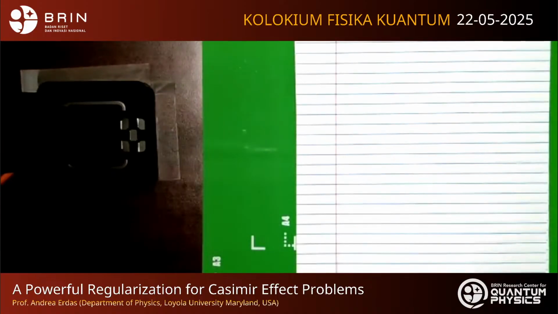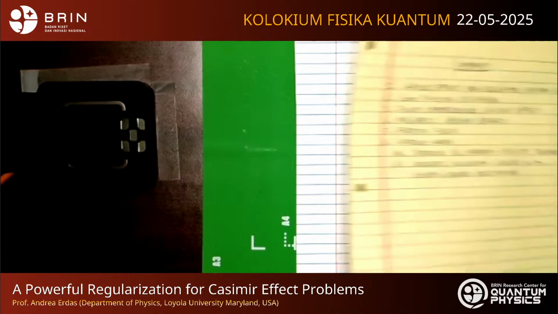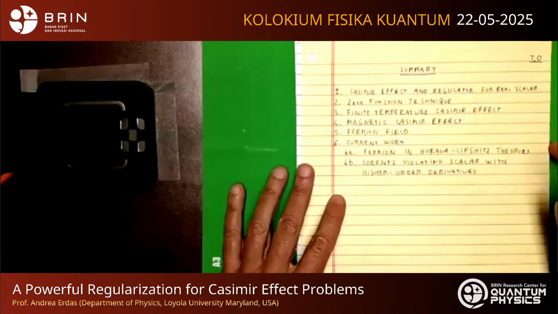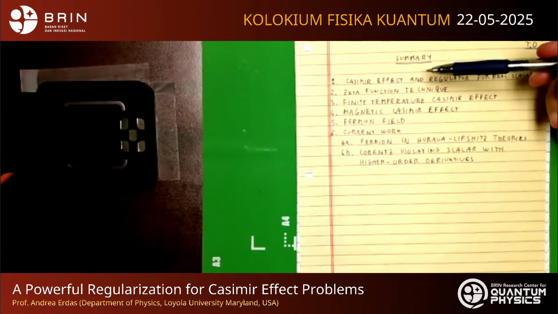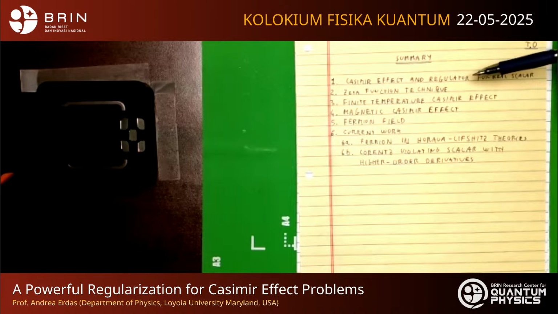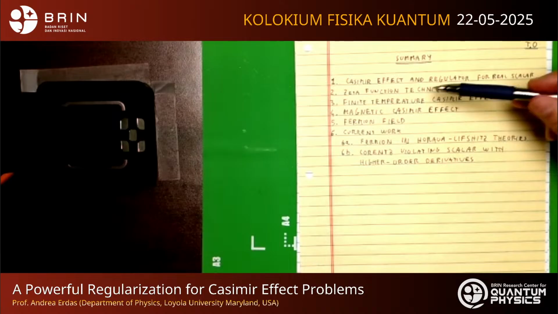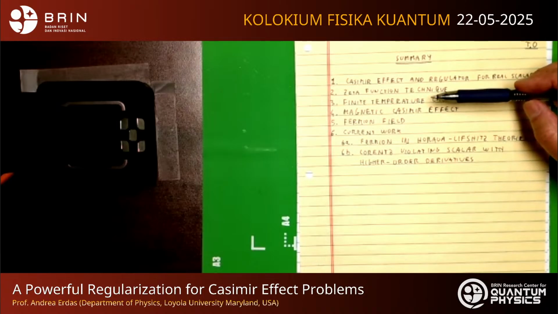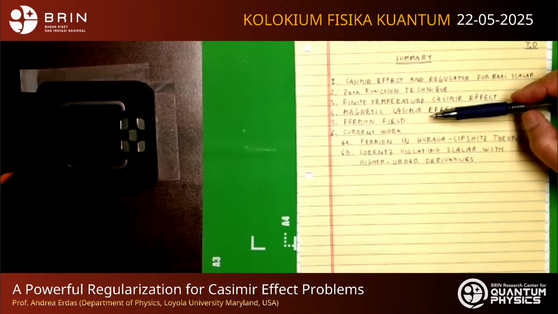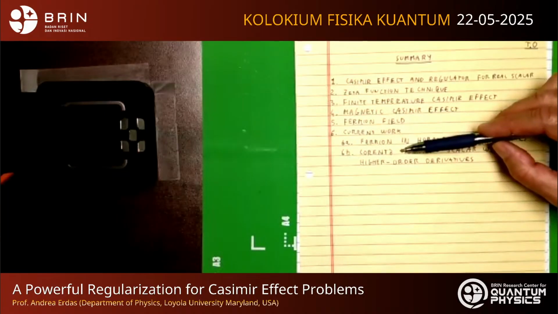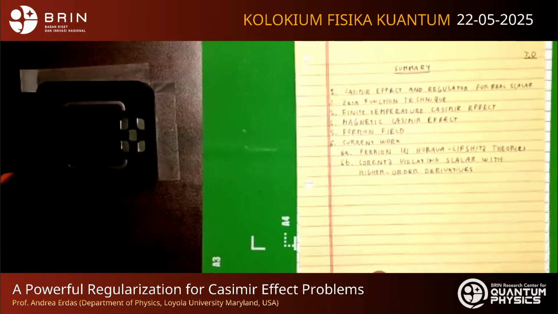Okay, so a brief summary of what I'm going to talk about. I'm going to start with the Casimir effect and use a regulator for a real scalar field. Then I'm going to introduce the Zeta function technique. I'm going to talk about the finite temperature Casimir effect, the magnetic Casimir effect, fermion fields, and then a little bit about current work.